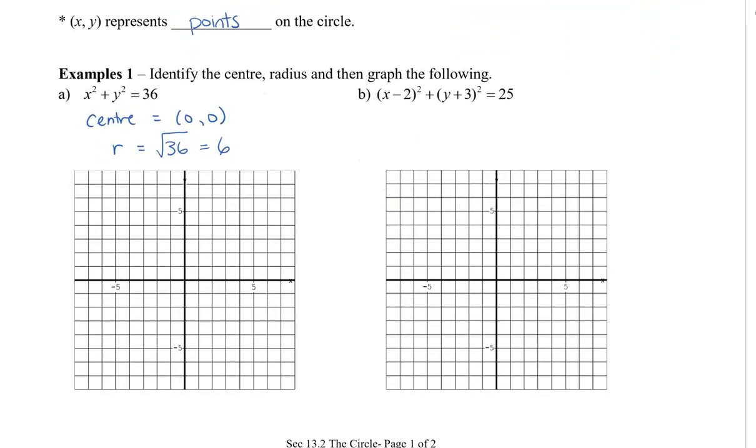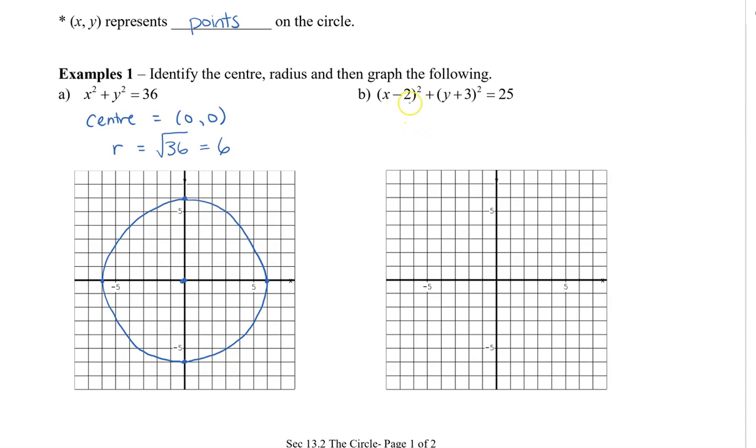So when we graph this, we're going to start with our center at 0, 0, and then we're going to count 6 spaces in every direction. Now it's hard to count diagonally, so we're only going to use our horizontal left and right direction, and vertically or up and down direction from the center. And then draw the circle to the best of your ability. All right, not bad.